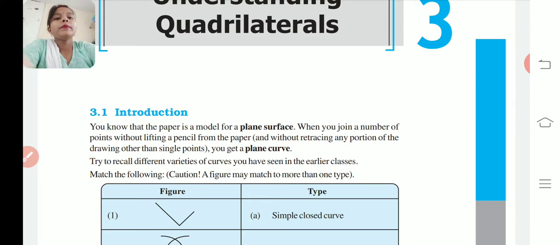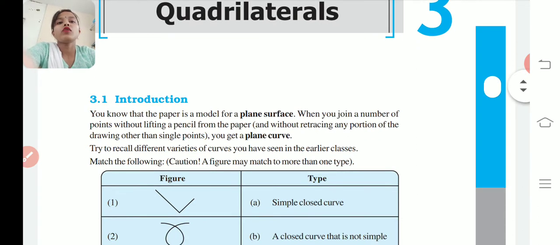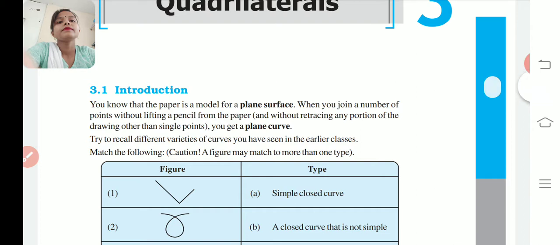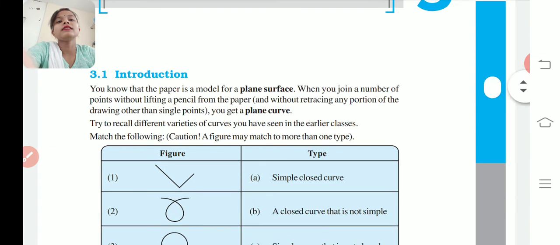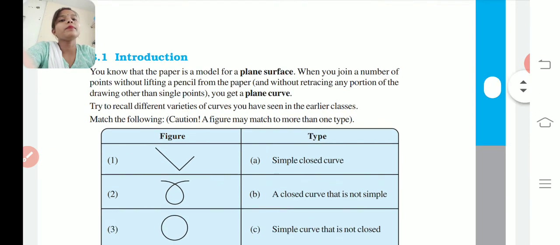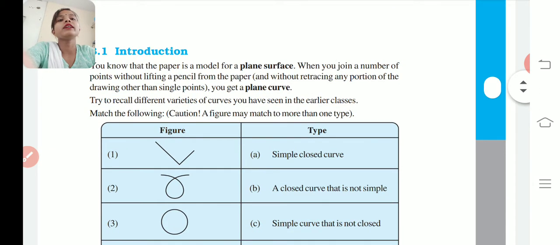You know that paper is a model of a plane surface. As you all know, it is a model of a plane surface. When you join a number of points without lifting a pencil from the paper, and without retracing any portion of the drawing, then other than single points, you get a plane curve.